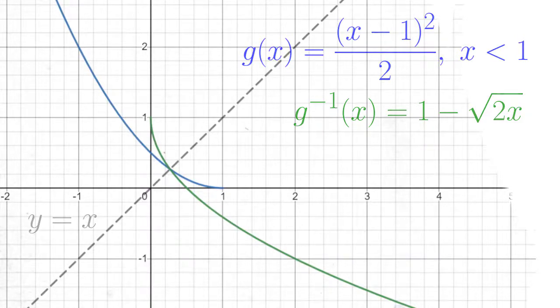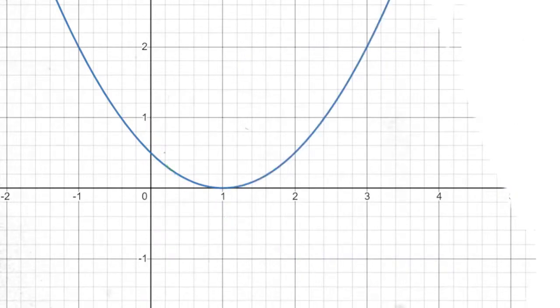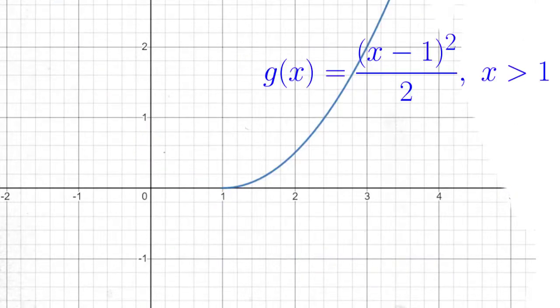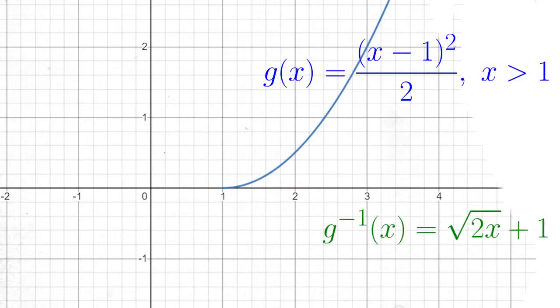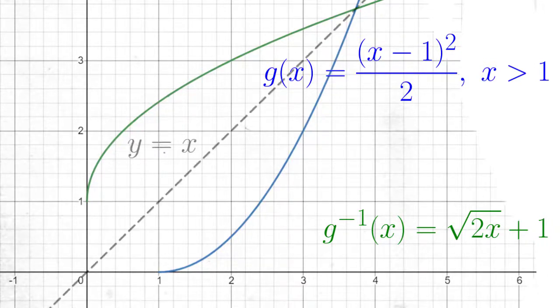Let's just look at another example. Let's look at that other function we had where we looked at the right half of g. Here it is. So we can compute the inverse of this function as a function of x, and you'll get this, and here's its graph. And again, we see that these graphs are reflections of one another across the line y equals x.